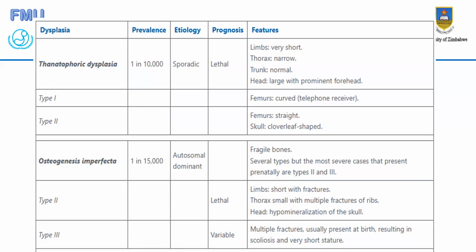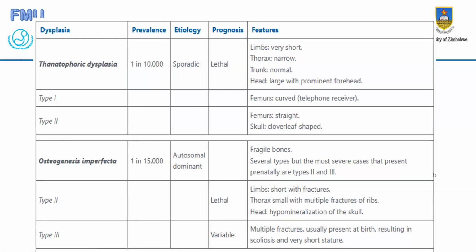In type 1, the limbs are short with fractures. The thorax is small with multiple fractures of the ribs, and in the head there is hypomineralization of the skull, and it is quite depressible. You tend to visualize brain anatomy more than usual, even in the late third trimester, because of the hypomineralization of the skull.